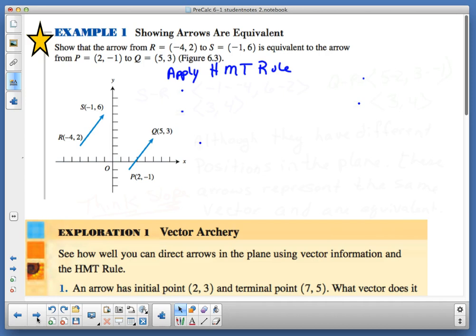So for your first one, I got S to R. I'm going to take my S vector minus my R vector. Go ahead and get that done. Because R was the tail, S is the head, so it's head minus tail. Keep the order.